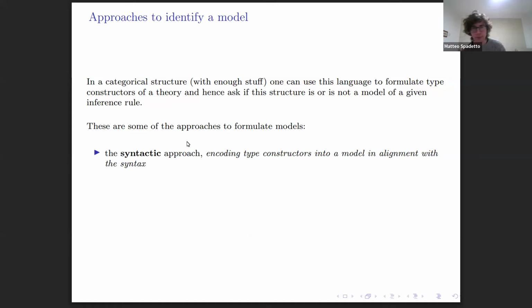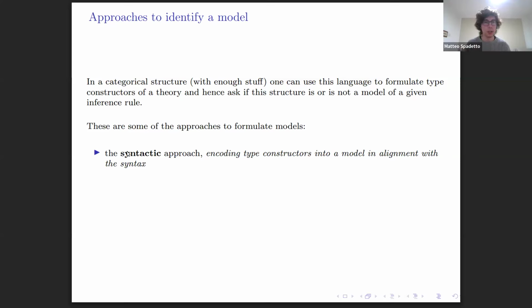So for this talk, I will distinguish between three approaches to formulate models. You may or may not agree with this distinction. Let's say that it is a distinction between approaches that I use in order to explain myself during this talk.